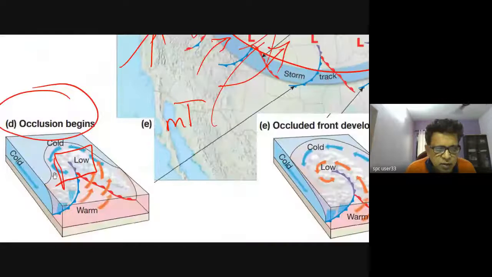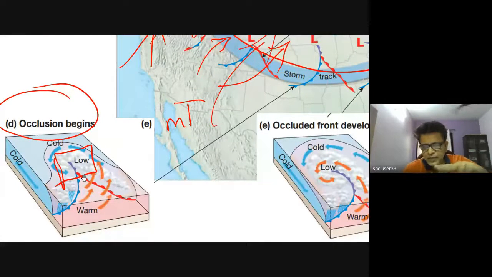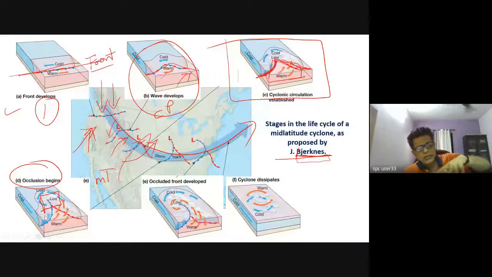So you'll see that this part, what has happened is it's like a scissor. One arm is cold, the second arm is a cold air mass, and you'll see that it's being caught into this, and the scissor has started to close. The blades of the scissor, if you say these are the blades of the scissor, they start to close.